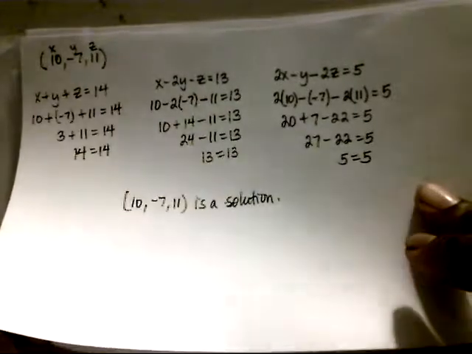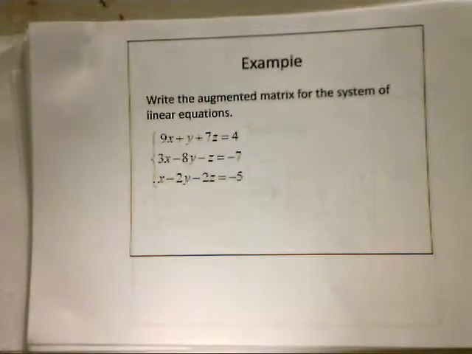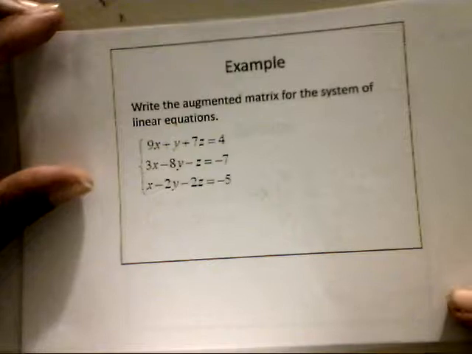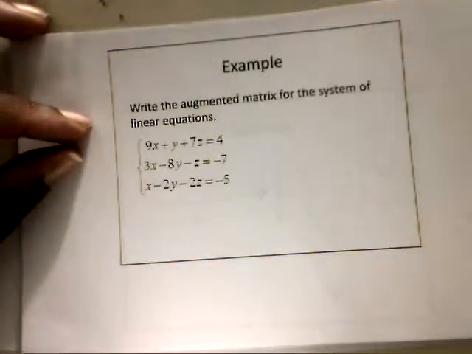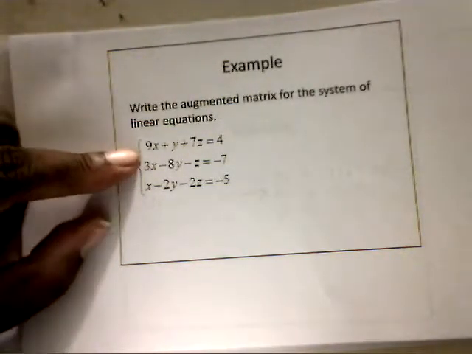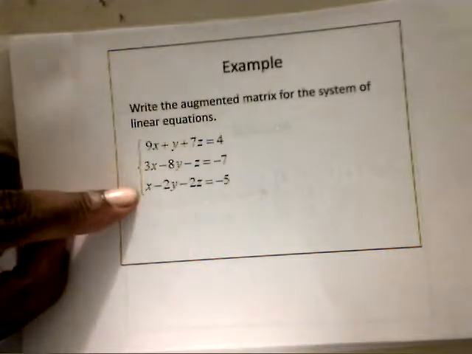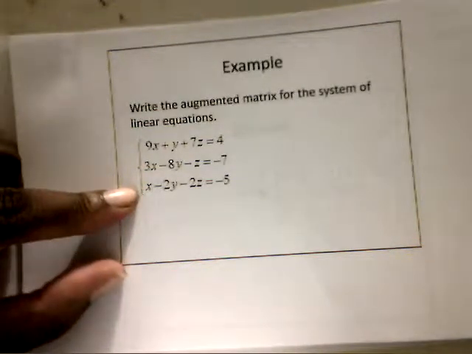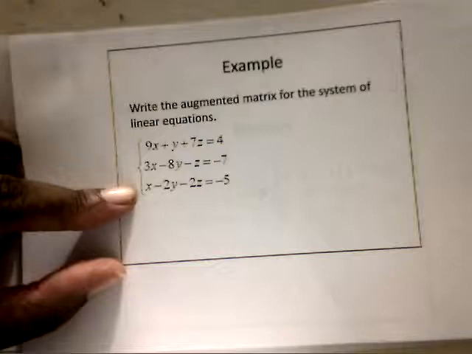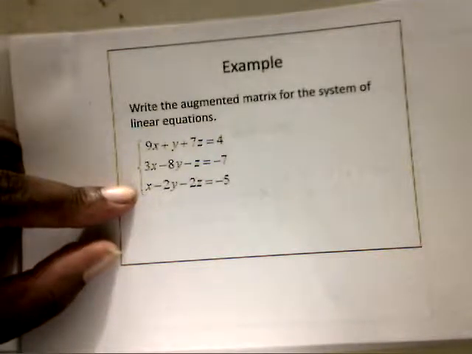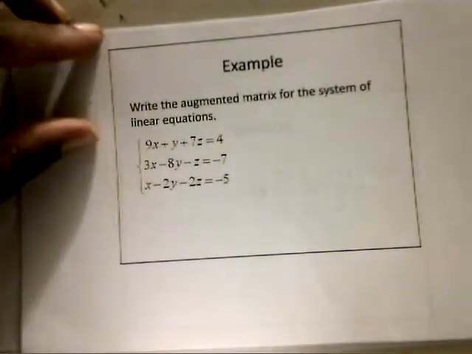Okay, now let's look at the next thing. Here's an example that we'll look at. Let's say we want to write the augmented matrix for the system of linear equations. In this case, we have 9x plus y plus 7z is equal to 4. 3x minus 8y minus z is equal to -7. x minus 2y minus 2z is equal to negative 5. And here we want to just write an augmented matrix for this system of linear equations.